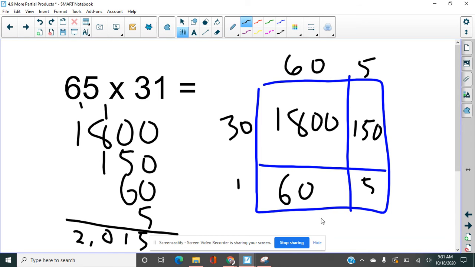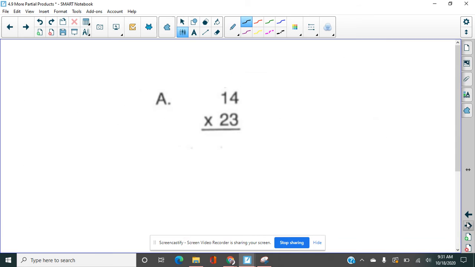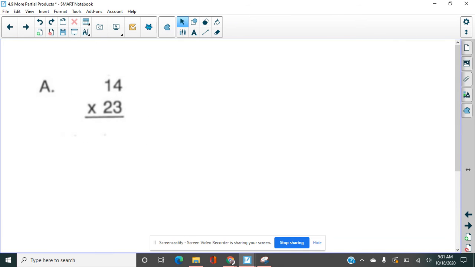All right, I want you to try this next one and then we'll check your work. There's our goal though. We're multiplying 2 two-digit numbers. We're getting to the partial products method. Okay, we're getting there, as this is a 2-part lesson. Whoa, look at all those problems. Let's just do this one. All right, 14 times 23. You need to go all the way and then type in your answer.